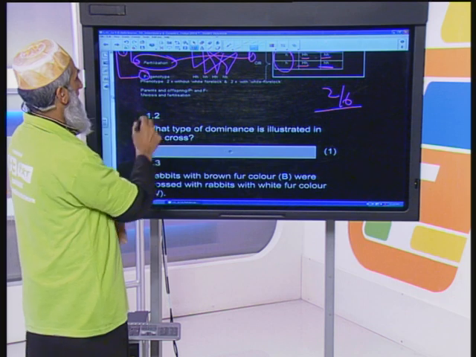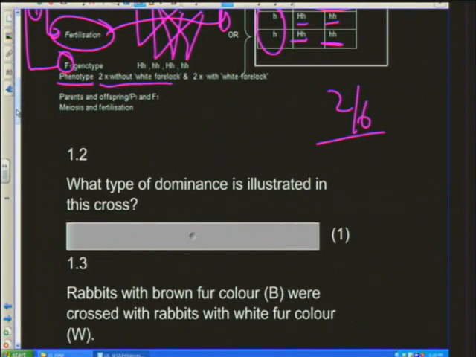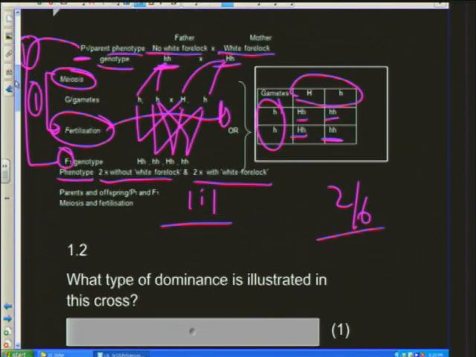So at the bottom, we're going to write there also, phenotype: 2 without white forelock and 2 with white forelock. 2:2, or we can say 1:1 in the end also. And our genotype ratio, what's our genotype ratio? 50% heterozygous to 50% homozygous recessive.